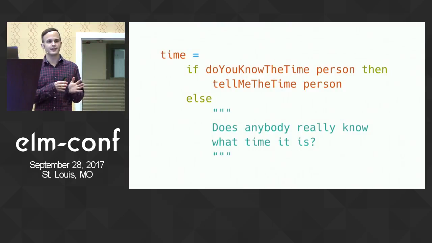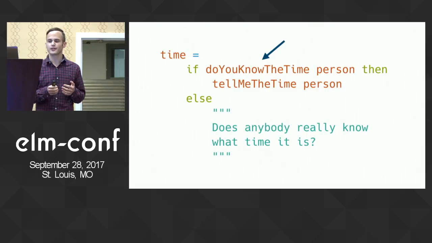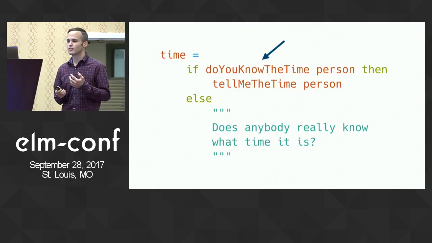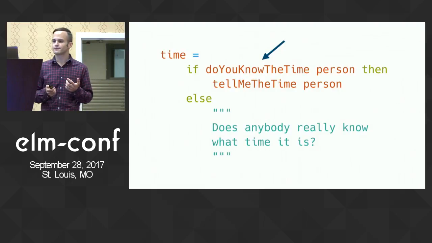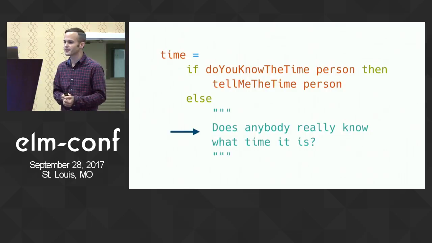So if we were to translate Dan's tale into code, it might look something like this. We have a do you know the time function that returns true or false. We can call it and branch on the result with an if-else expression. If it's true, then we can call the tell me the time function. Otherwise, does anybody really know what time it is?